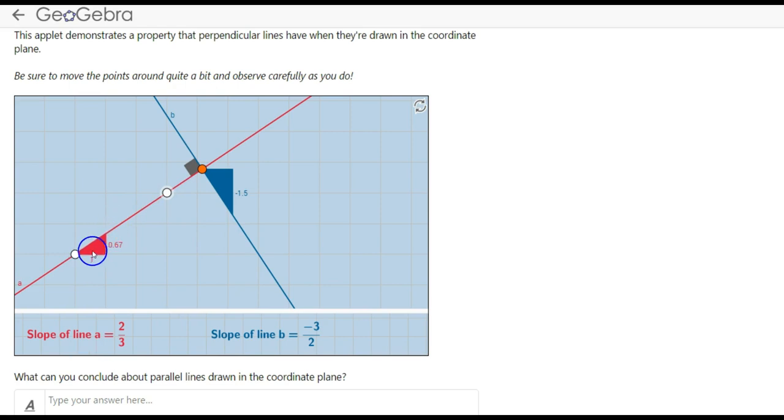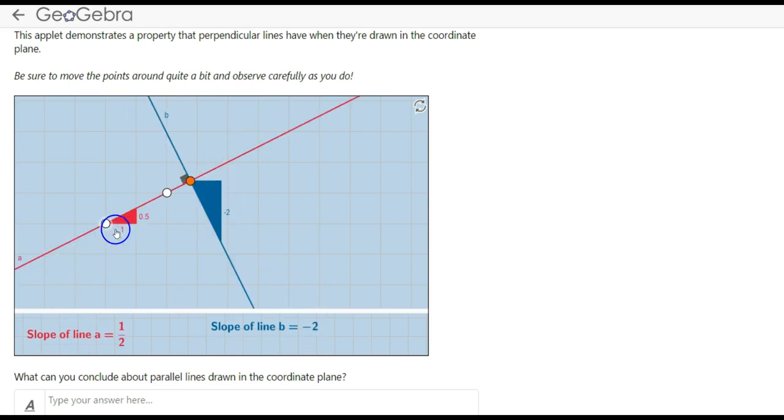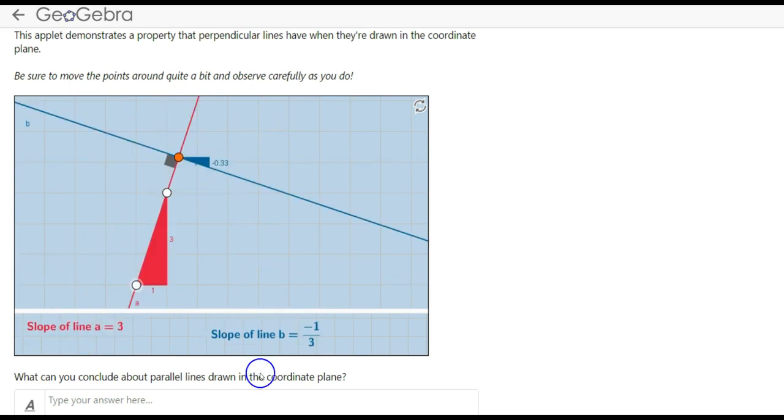So let's see if I can change this. So this changes as well. Slope of line A is 3. Flip it and multiply by -1. That gives us -1/3. And there we go.